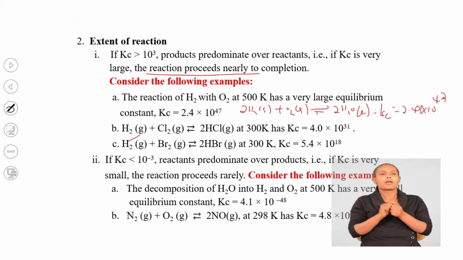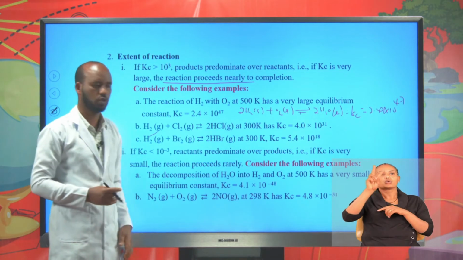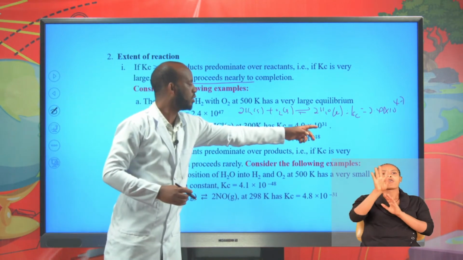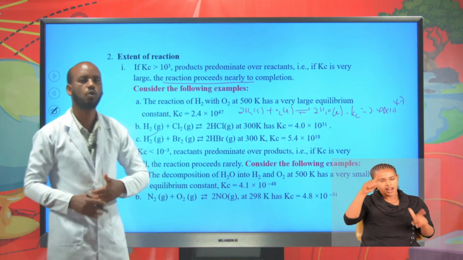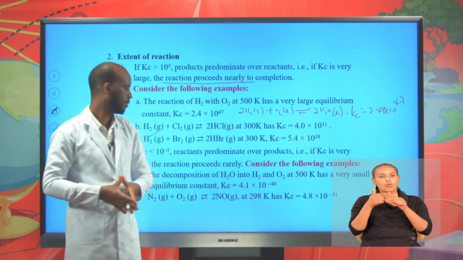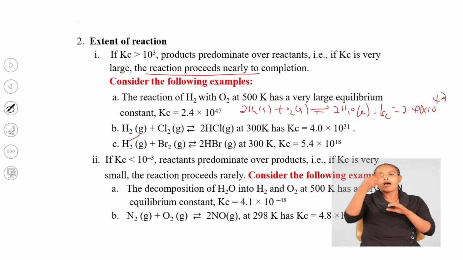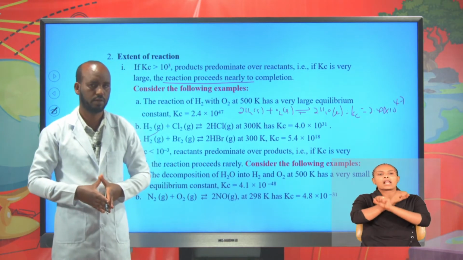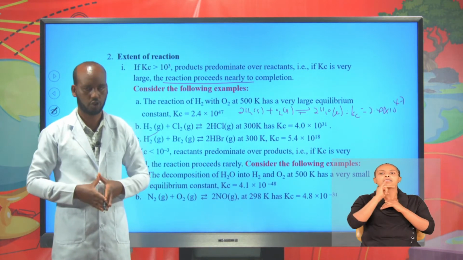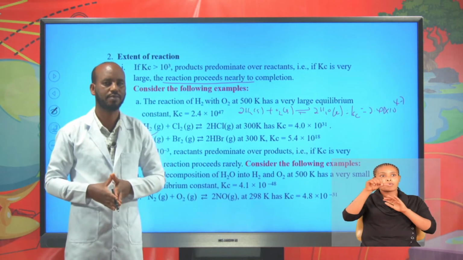B, H2 gas plus Cl2 gas to form 2HCl gas. The value of Kc is 4 times 10^31. Again, the value of Kc is very large. The reaction goes to completion. C, hydrogen gas plus Br2 gas to form hydrogen bromide. Again, the value of Kc is very large, 5.4 times 10^8. Now this reaction proceeds nearly to completion. Therefore, if the value of Kc is very large, greater than 10^3, then the reaction goes to completion.